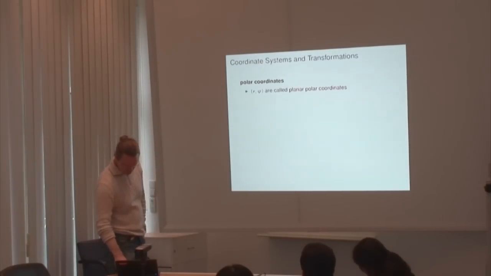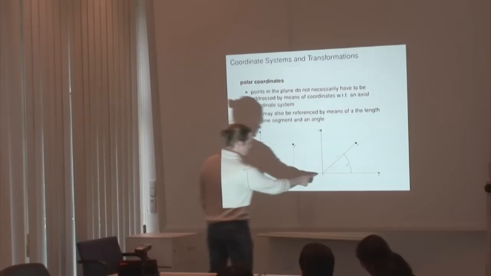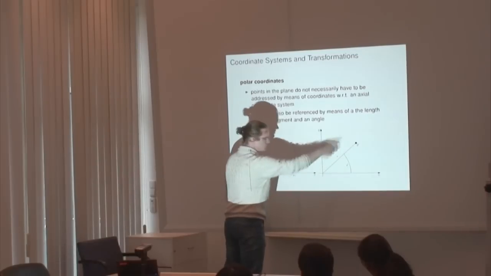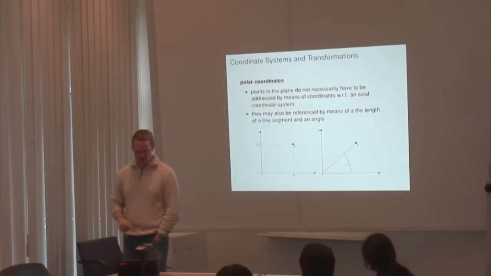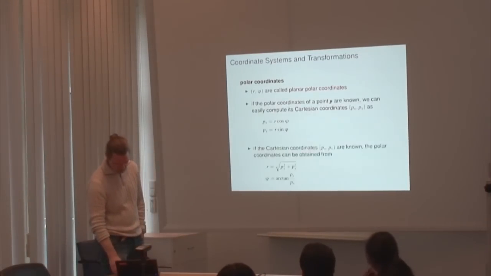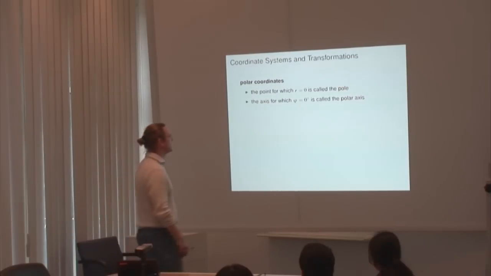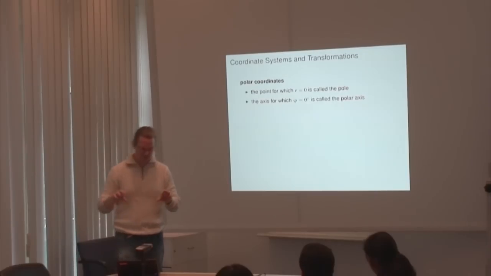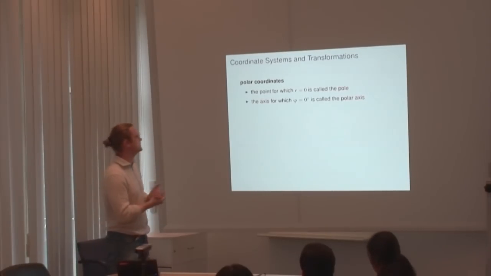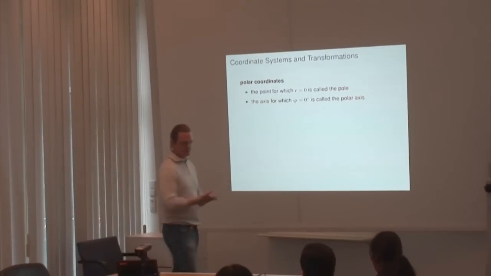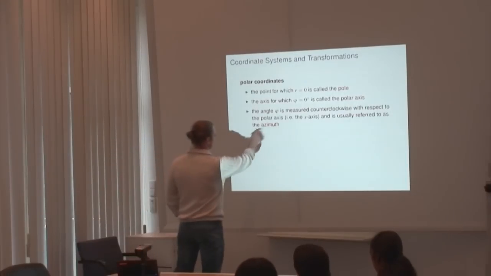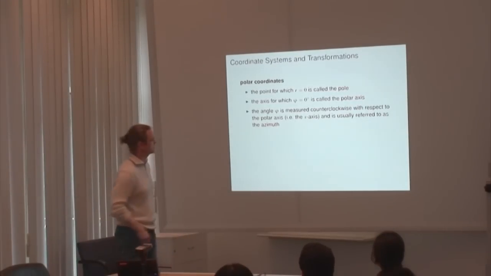The point for which this r is called 0, that would be this point here, right? If we are talking about a point exactly at this location, there would be no distance from the origin. This point is called the pole, and the axis from which we rotate away, or the axis for which this angle phi would be 0 degrees, is called the polar axis, and the angle phi itself is called the azimuth, typically. There are other names, but let's call it the azimuth.